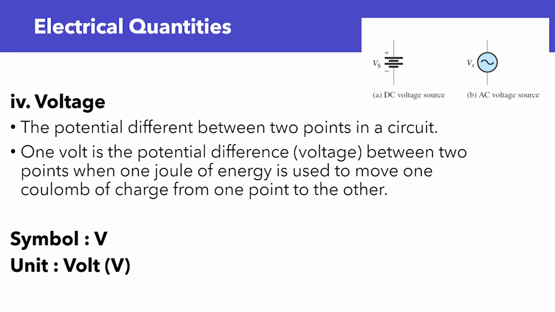Okay, there are two types of voltage source, which are DC voltage source and AC voltage source. DC voltage source, for example, is a battery, and AC voltage source is, for example, our electrical supply at home.